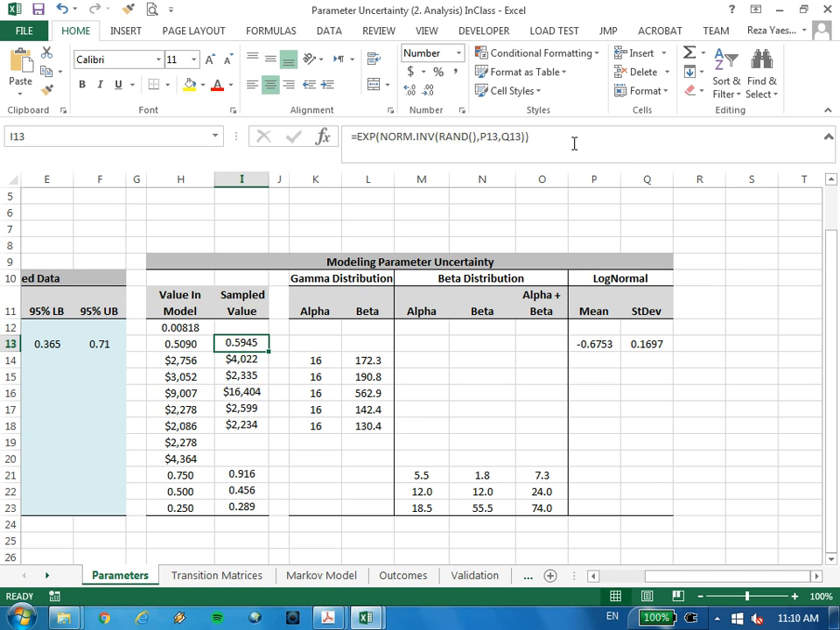So again, if you refresh your sheet, you see that now the samples are around the value that they have provided in the literature. Okay?